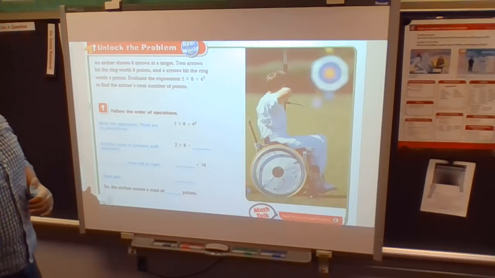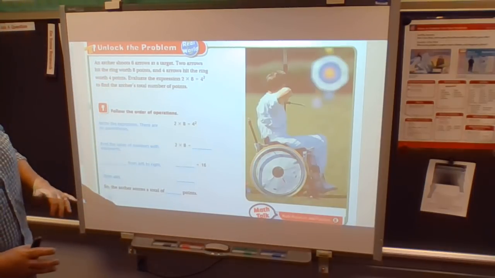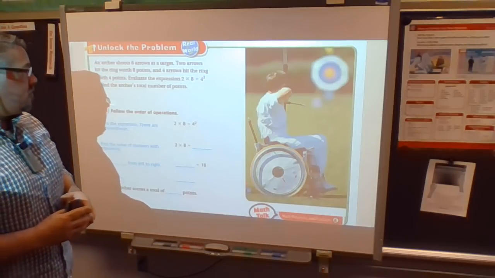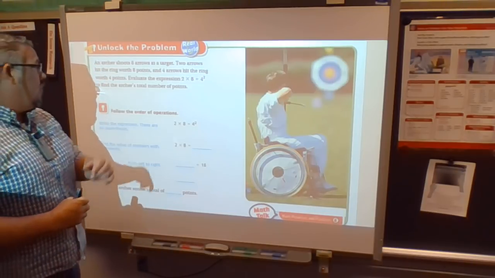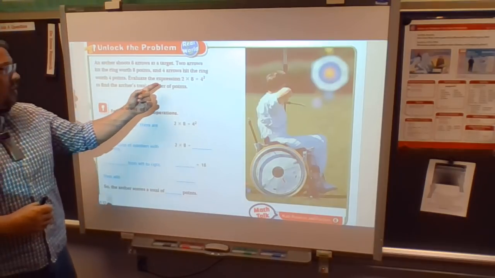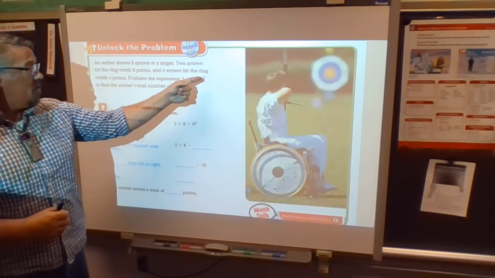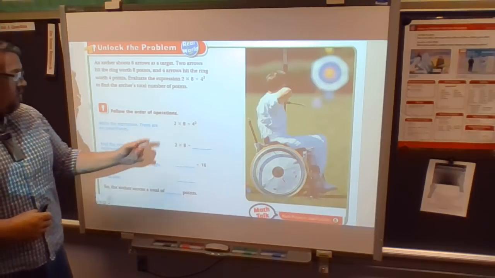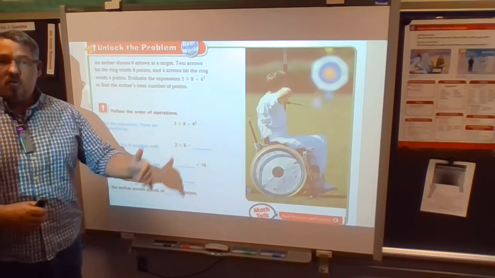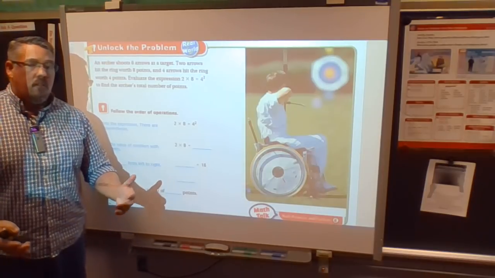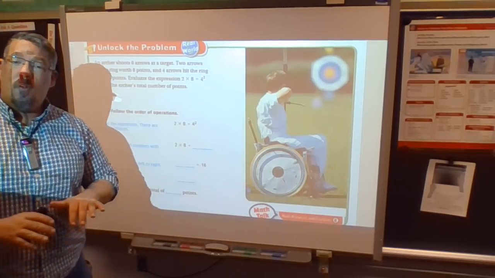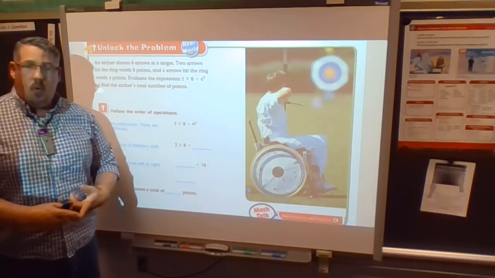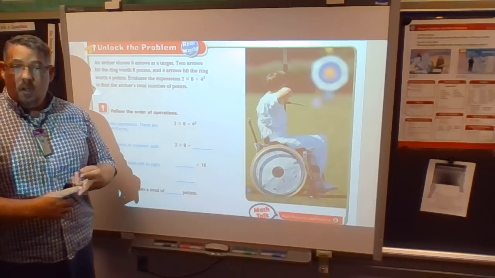They give me this problem here. It says, an archer shoots 6 arrows at a target. 2 arrows hit the ring worth 8 points. 4 arrows hit the ring worth 4 points. Evaluate the expression 2 times 8 plus 4 squared to find the archer's total number of points. So 2 times 8 plus 4 squared. Where do I begin? I begin with the order of operations. Always have to start there. Ask for, no absolute value. Square roots, no.